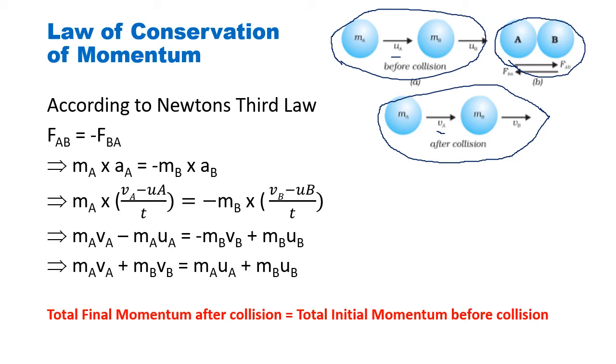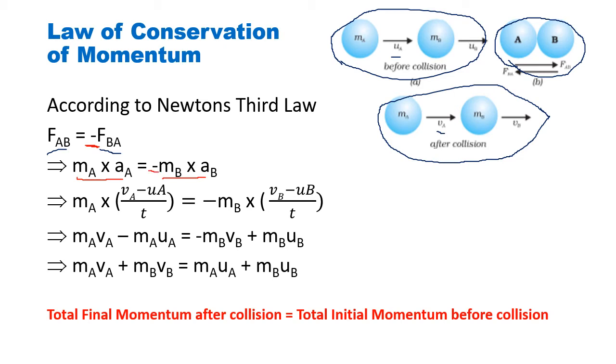The force of A on B and the force of B on A. They are equal in magnitude, so they are written equal. But what does this negative sign indicate? Opposite in direction. So the forces are equal in magnitude and opposite in direction. Now what is the formula of force? Second law, F equals ma. So the force on A is mass of A into acceleration of A, and the force on B is mass of B into acceleration of B, and the negative sign shows opposite direction.